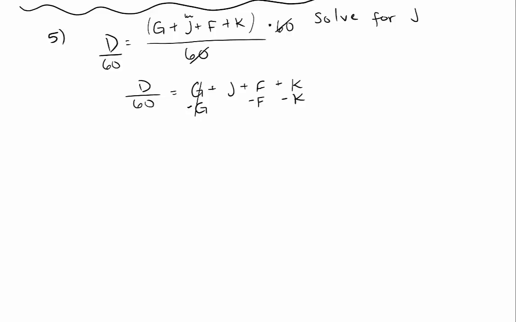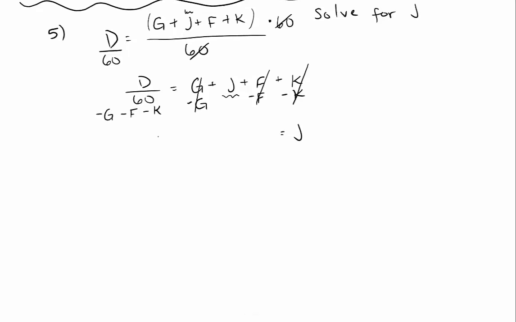And then g minus g is 0, f minus f is 0, k minus k is 0. And so now all I'm left with is j. But I just got to remember that everything I just did, I have to do to this side. So I'm going to subtract g, I'm going to subtract f, and I'm going to subtract k. And so I have j either on the right or the left. I'm going to put it on the right just to keep track of where we are, but I usually put it on the left. And then over here I have d divided by 60, and then I have minus g minus f minus k.